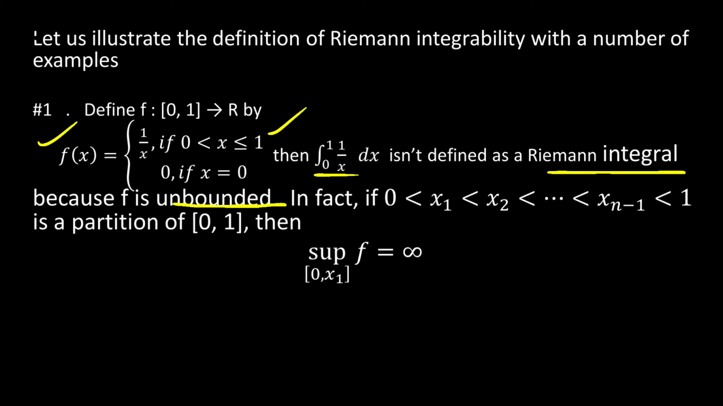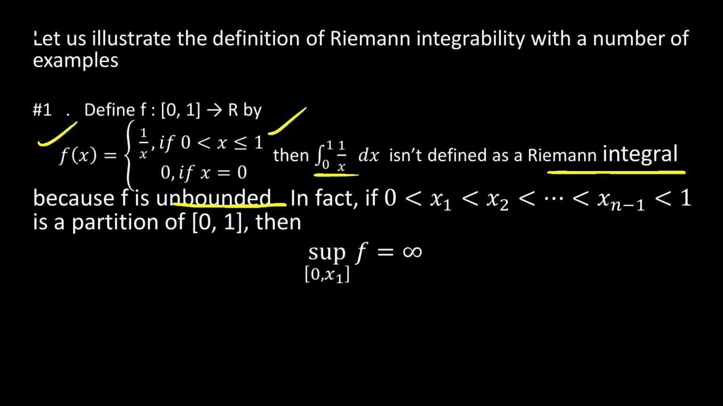Remember, for us to get Riemann integrability, we must be able to get the supremum of the function and the infimum of the function, and both should be equal. The lower and upper Riemann integrals should be equal to each other. If you find that the function is not bounded, then it clearly shows that they will not be equal.